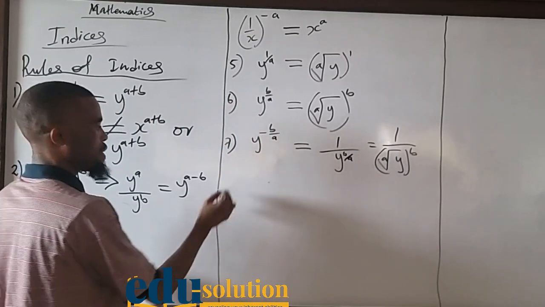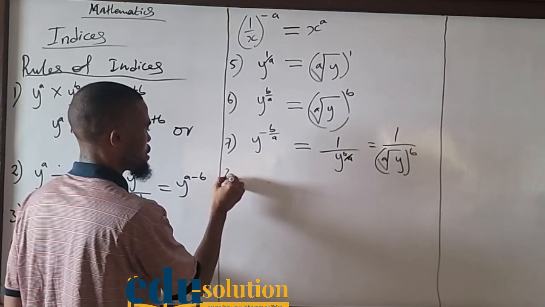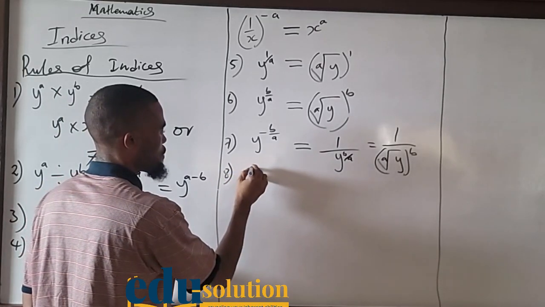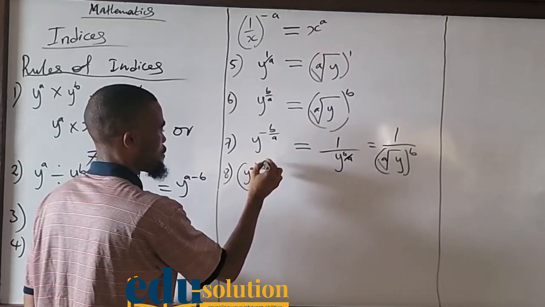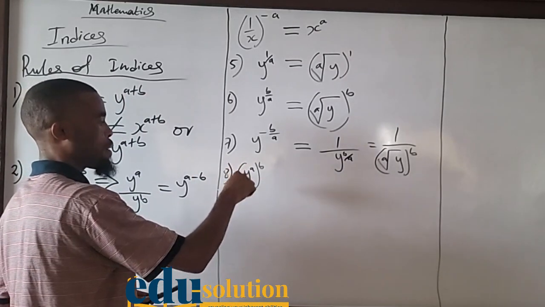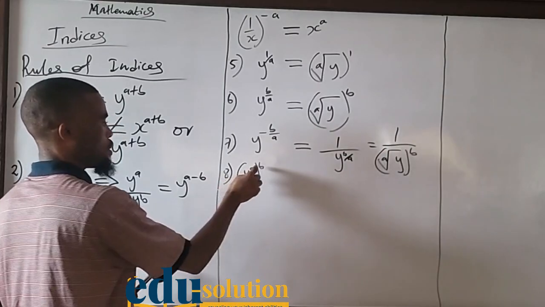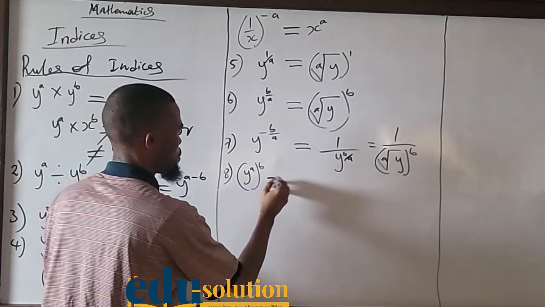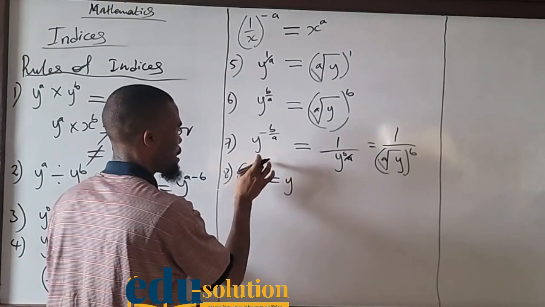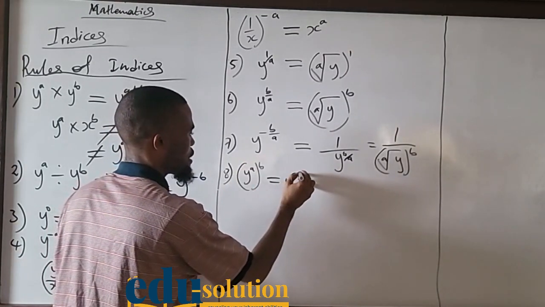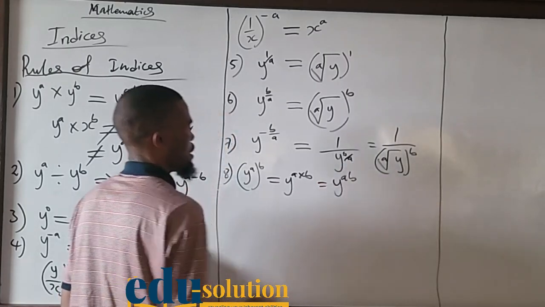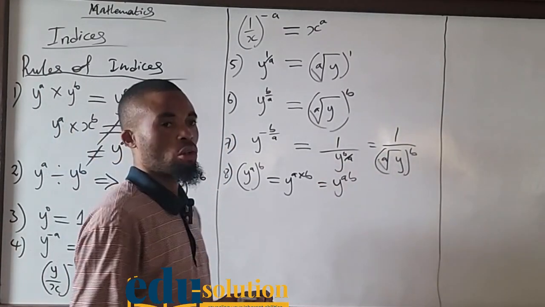And finally, under the laws or rules of indices, if there's another one, I will let you know. So we have y raised to the power of a, everything in bracket raised to the power of b. So whenever we have a term having its own power multiplied by another power, like bracket like this, what we do is to pick this one, and then we have the power here multiplied by the power here. So we're having a times b. So a times b is what? ab. So let's stop here. These are the laws of indices.